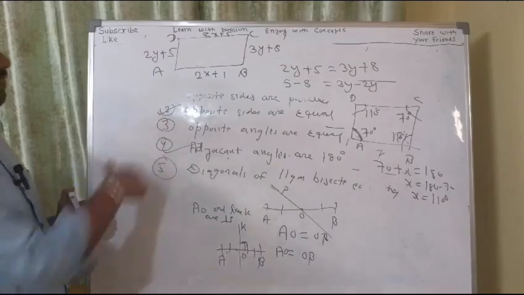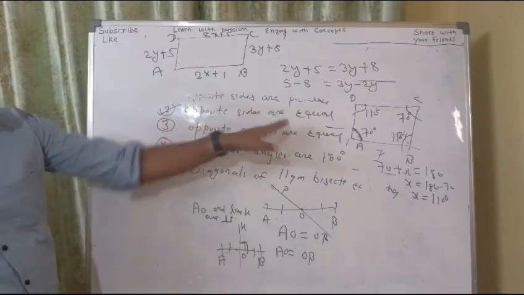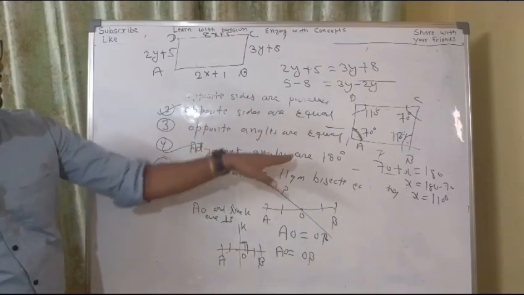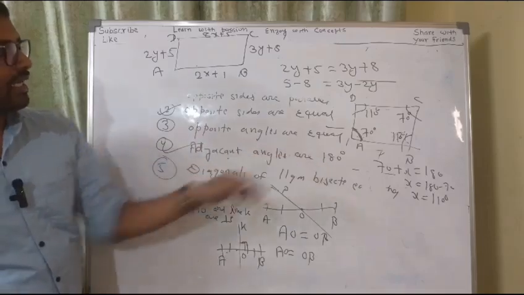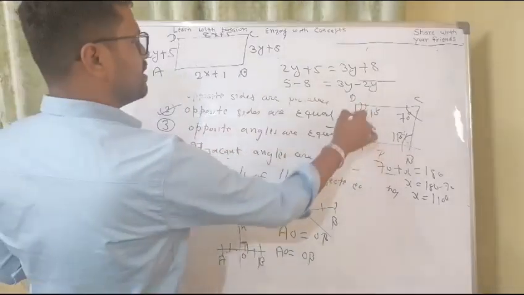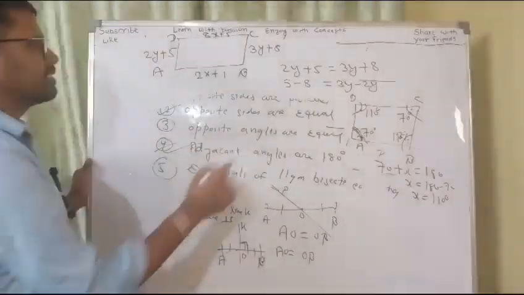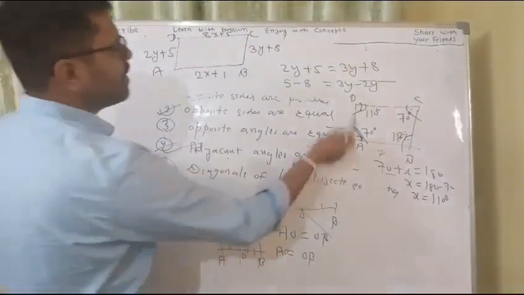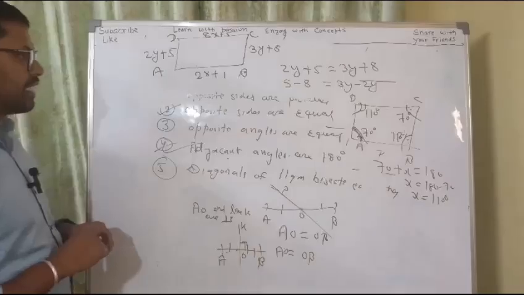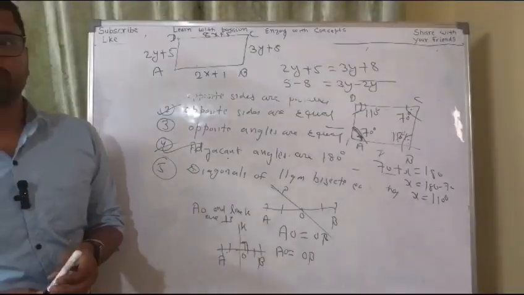You should know all five properties. Opposite sides are parallel, opposite sides are equal, opposite angles are equal, adjacent angles are 180. Adjacent angle means this and this. These two are opposite, these are all adjacent. Adjacent angles are 180. And diagonals of a parallelogram bisect each other. Based on this, you can try some more questions. I hope it's clear. Thank you.